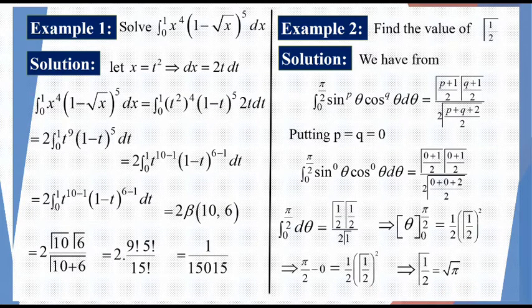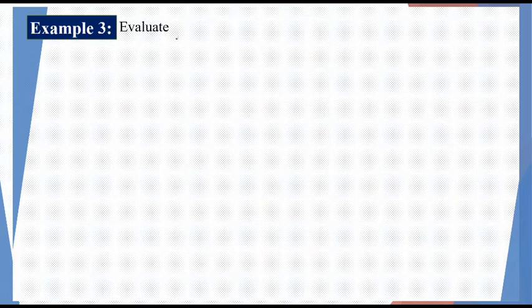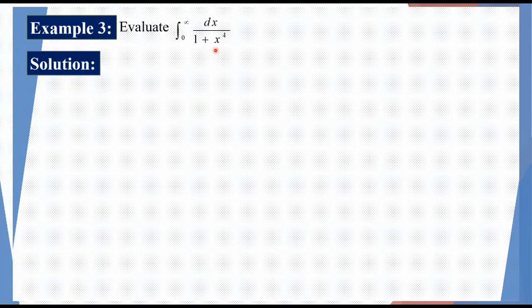So this is another method to find the value of gamma half, and it is the easiest method compared to the previous one. Example 3: evaluate the integral from 0 to infinity of dx upon 1 plus x to the power 4. So how to solve it? This is also almost in the form of the beta function, x raised to power n minus 1 upon 1 plus x raised to power n plus something.